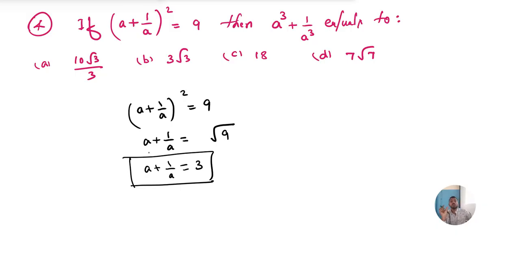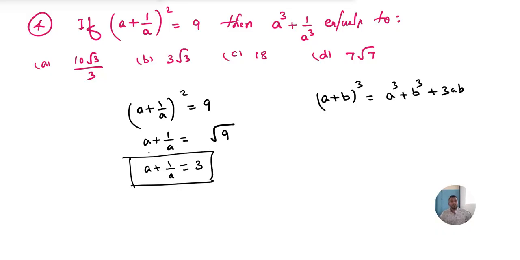हाँ, क्यूब कौन सी आइडेंटिटी में आता है? In which identity do we get cube? We get cube in this identity, that is (a plus b) whole cube. Am I right? What is (a plus b) whole cube? (a plus b) whole cube is a cube plus b cube plus 3ab.